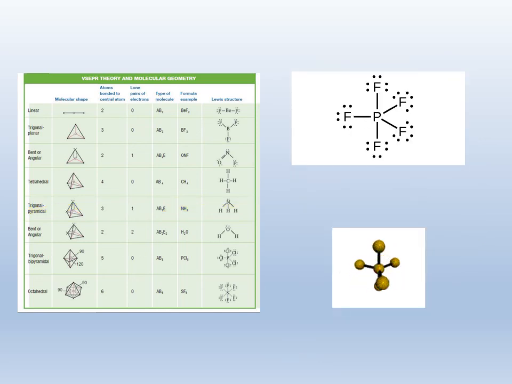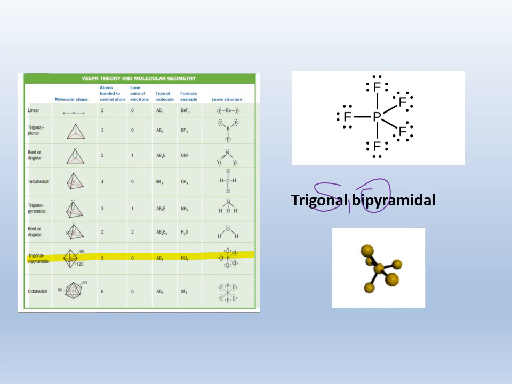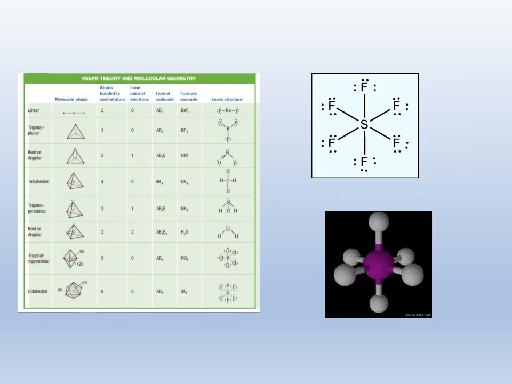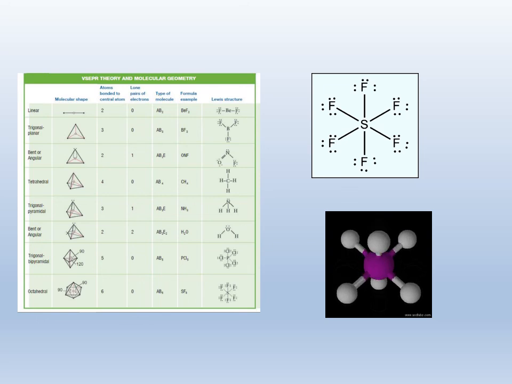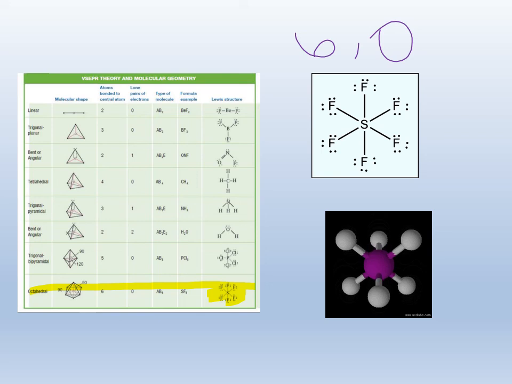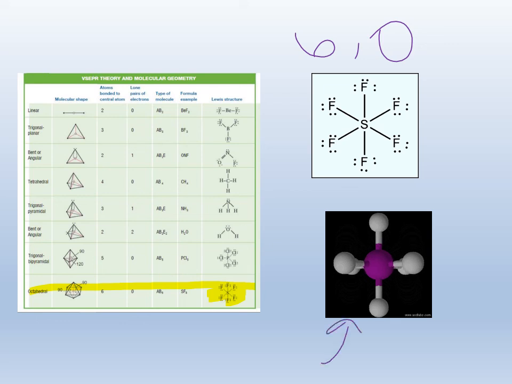Next, PF5. So my phosphorus has 5 atoms attached to the center, no lone pairs on the center. It is a trigonal bipyramidal. And then last but not least, it's the example in there, SF6. Sulfur has 6 atoms attached and no dots on the center. It is an octahedral. And it would be drawn like it is there. And then again, we got the little 3D GIF of it.